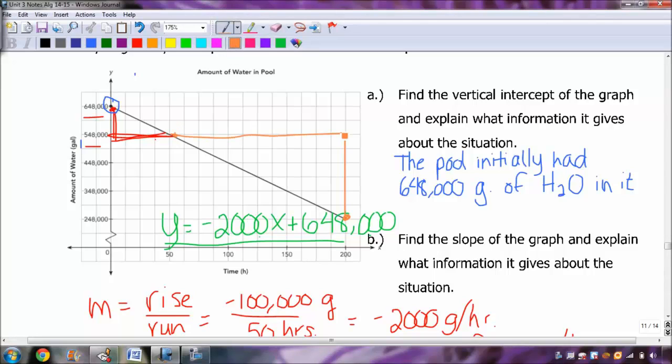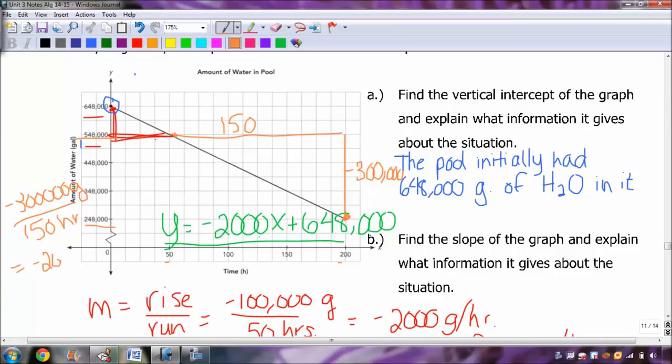So how much did it go down by? Well, it went from 548,000 to 248,000, so it went down by negative 300,000. All right, and then how much did it go over by? It went from 50 hours to 200 hours, so it was 150 hours. So if I were to do the slope here, I would get negative 300,000 gallons over 150 hours, which still divides out to give you negative 2,000 gallons per hour.